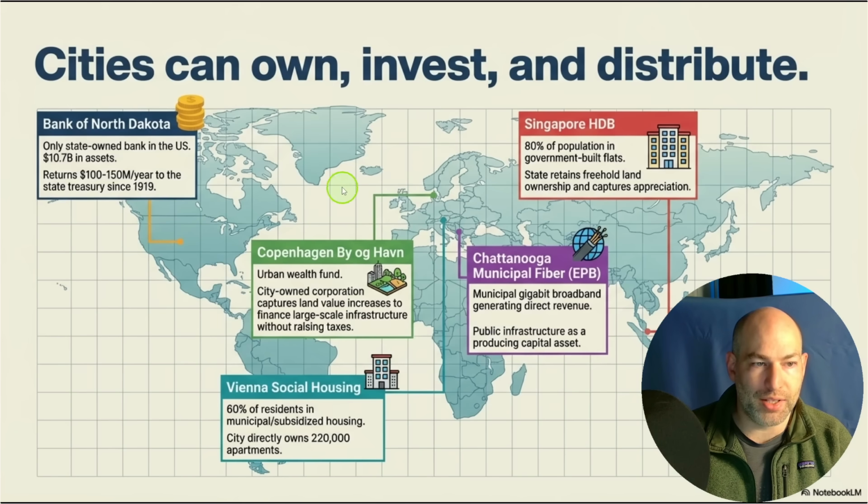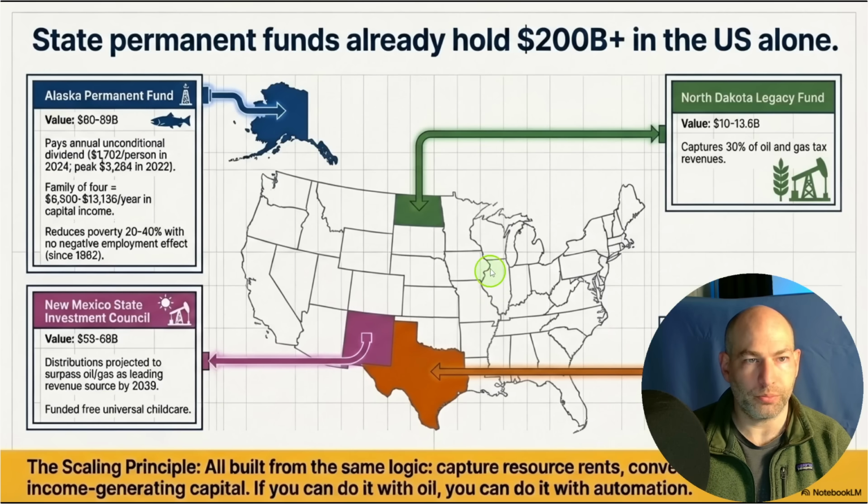And there are different ways that they can be capitalized. There's a state-owned bank. There is fiber, so monetizing public infrastructure. There are all kinds of different things that have been done all over the world.